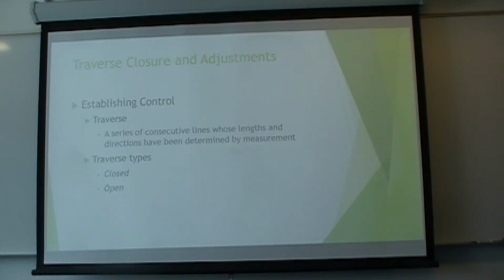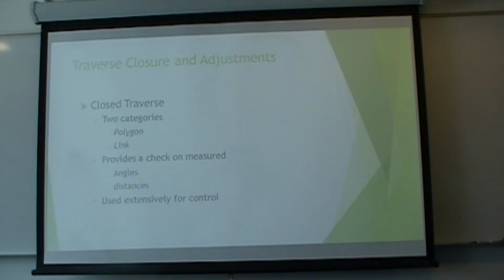All right, so the first thing, just understand that a traverse is just a series of consecutive lines where you measure your lengths and you measure your angles. Okay, so those have been determined. You kind of have two primary types of traverses, open and closed. We would never use an open traverse, so we're not even going to consider that.